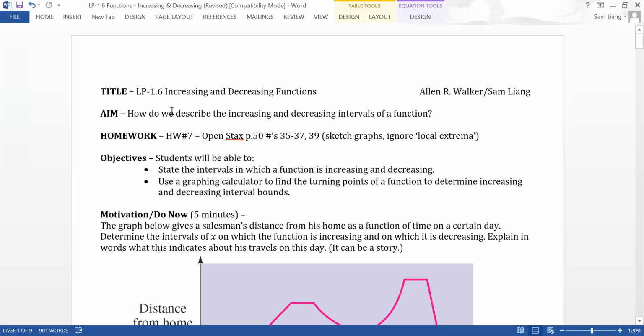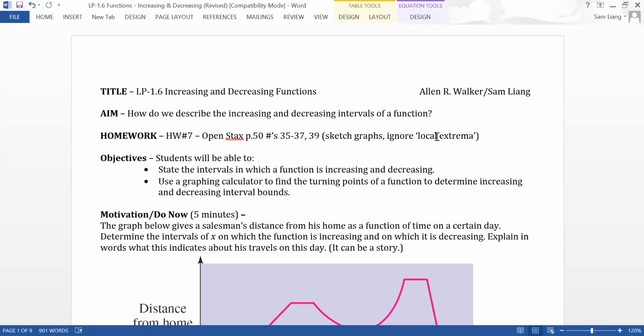Homework for today is in the OpenStax textbook, page 50, numbers 35 to 37 and 39. Just note that I want you to sketch the graphs. So it'll be similar to what we do in the classwork today. But in the instructions for the textbook, they don't say to sketch, but I want you to sketch the graphs. But you can also ignore the local extrema. So they actually say to identify the local extrema.